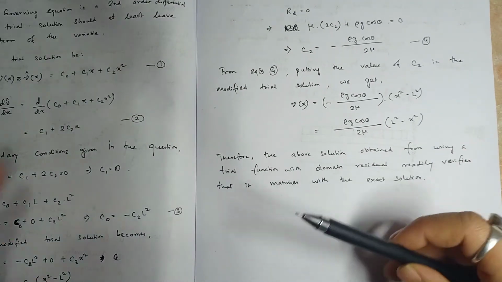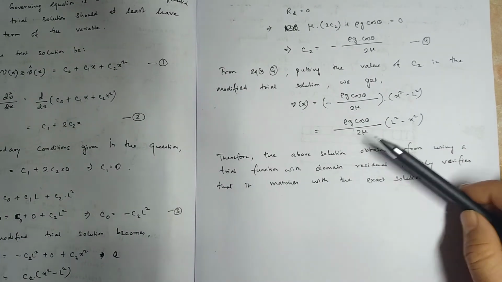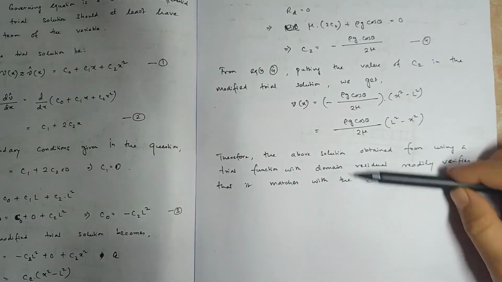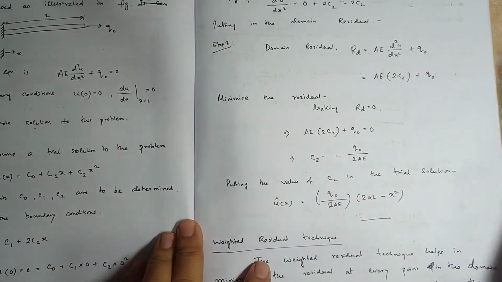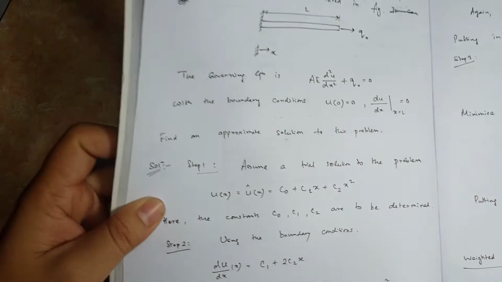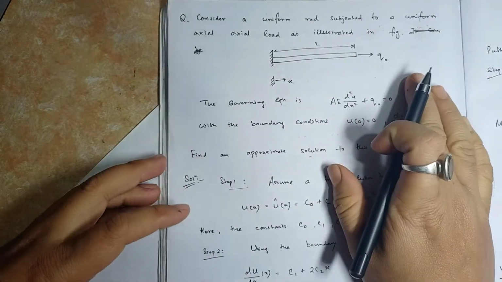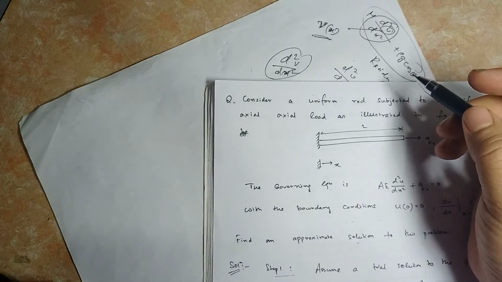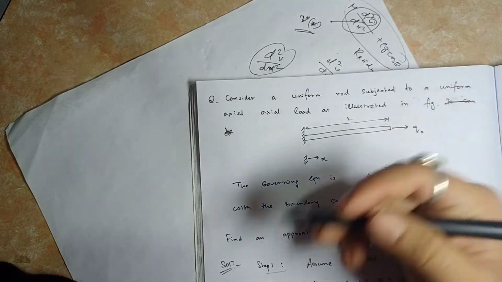So this is called your weighted residual method. Actually, this is the minimizing residual method. So we'll talk about another problem, a similar type of problem, and then we'll talk about the weighted residual. Now, weighted residual means we have to multiply something with the residual.